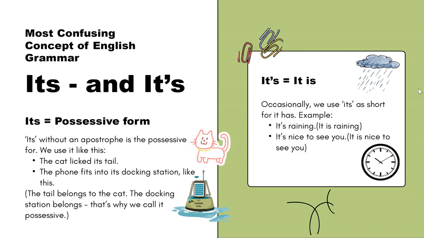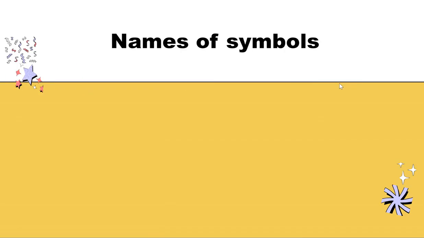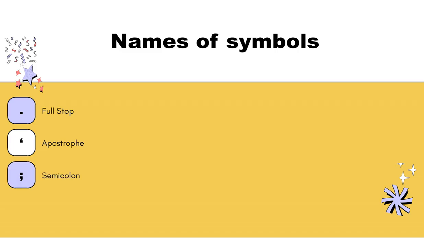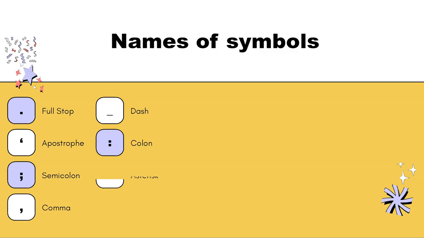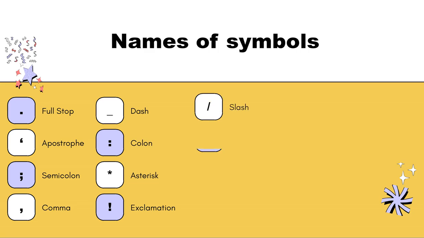Now let's learn the symbols. Name of symbols. Full stop. Apostrophe, semicolon, comma, dash, colon, asterisk, exclamation mark, slash, parenthesis.